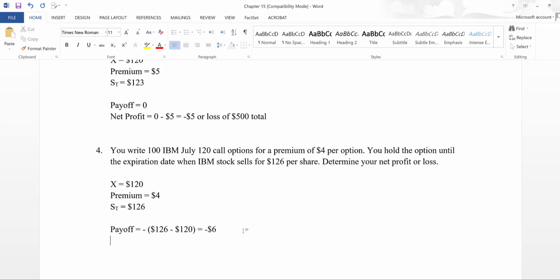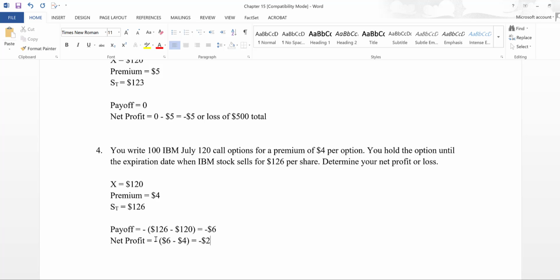So the buyer makes $6 in payoff, but the buyer had to pay $4 in premium. So what would be the buyer's net gain? $6 in the payoff minus the $4 in the premium that the buyer paid. The buyer is actually going to make $2 in this transaction, but again, you are the writer, so you are going to actually have a loss of $2 per option, right?